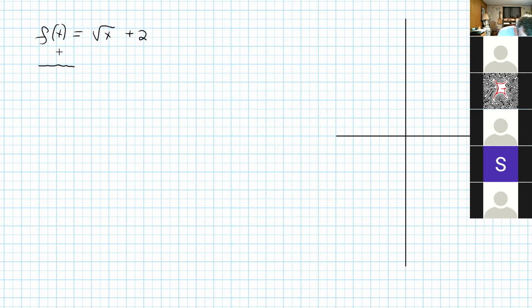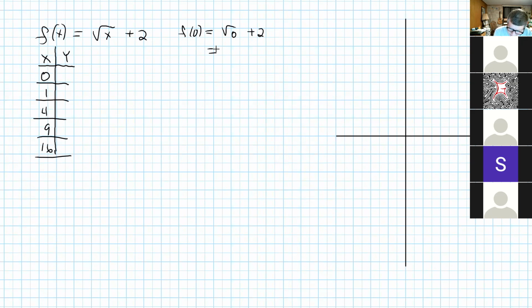And it gives us a table with some x values. Now, order of operations: you would put x inside the square root, take the square root, and after that, add 2. In other words, the plus 2 is not inside the radical. So f of 0 would be the square root of 0 plus 2. What is the square root of 0? 0.